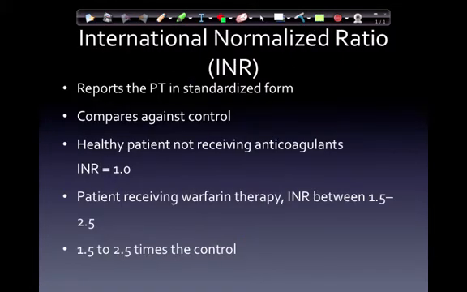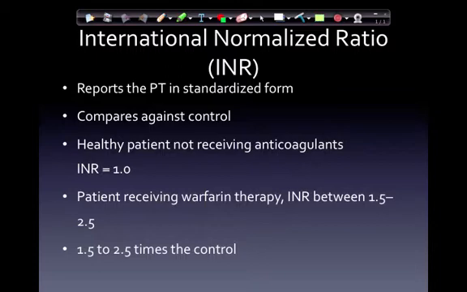INR, or International Normalization Ratio, reports the PT, or prothrombin time, in standard form and compares it against the control. In healthy patients not receiving anticoagulants, INRs are about 1. They are 1 times the reference value.